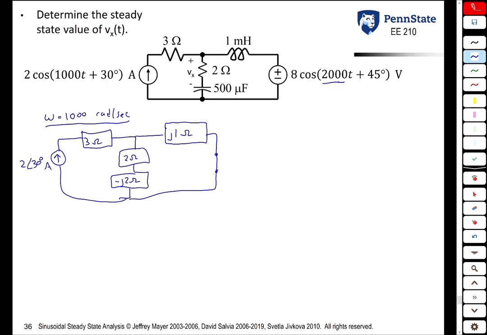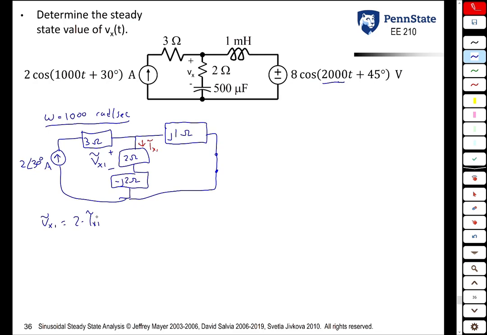It looks like that. And what we're looking for is the voltage across the 2 ohm resistor. We'll call that Vx1 tilde. Well, it turns out the Vx1 tilde is just 2 times the current through this branch here. We'll call that current Ix1 tilde. So Vx1 tilde is 2 times Ix1 tilde. But what is Ix1 tilde?